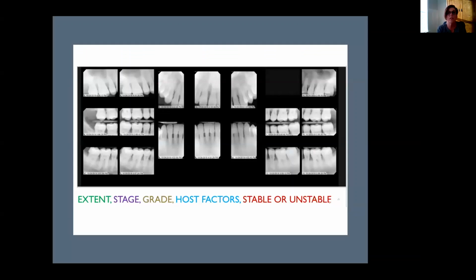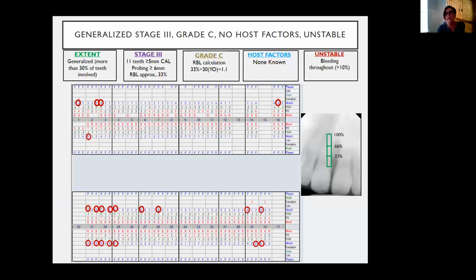So let's take a look at the x-rays. There is a lot of bone loss, but for me, I wouldn't put this at a stage 4, because I still think we do have some bone level there. So we've gone through the extent, generalized, stage 3. Let's get to our grade. Let's look right here. This has it all laid out for you.